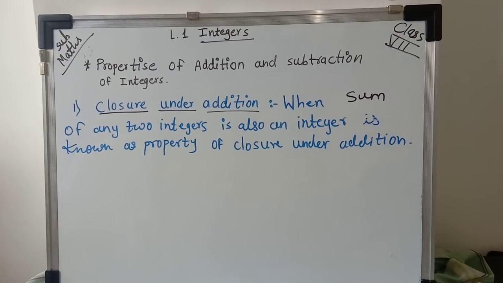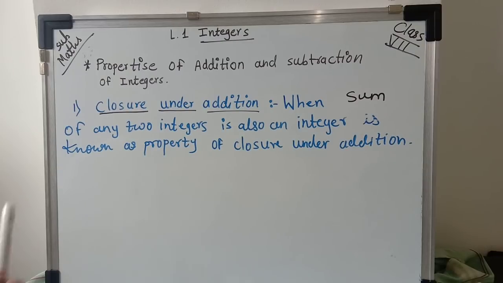Students, in the last two sessions we have solved exercise 1.1. Now today in this session we are going to see what the different properties are when we add and subtract the integers. The first property is for addition, that is closure under addition.